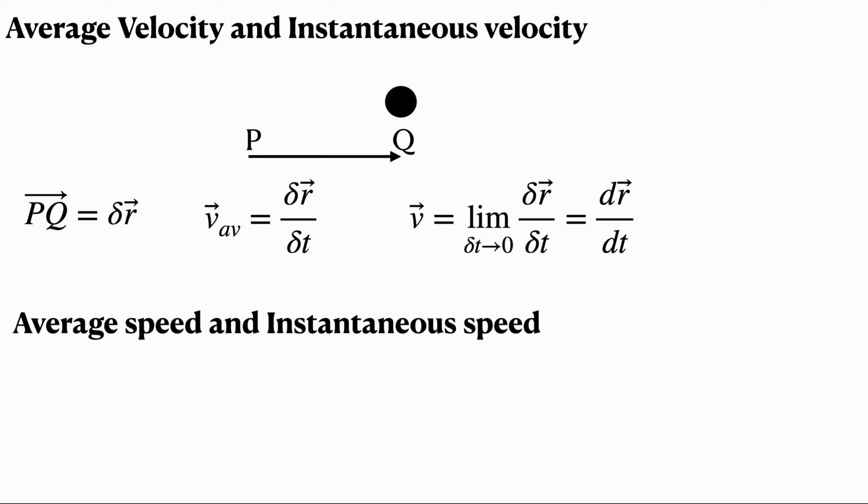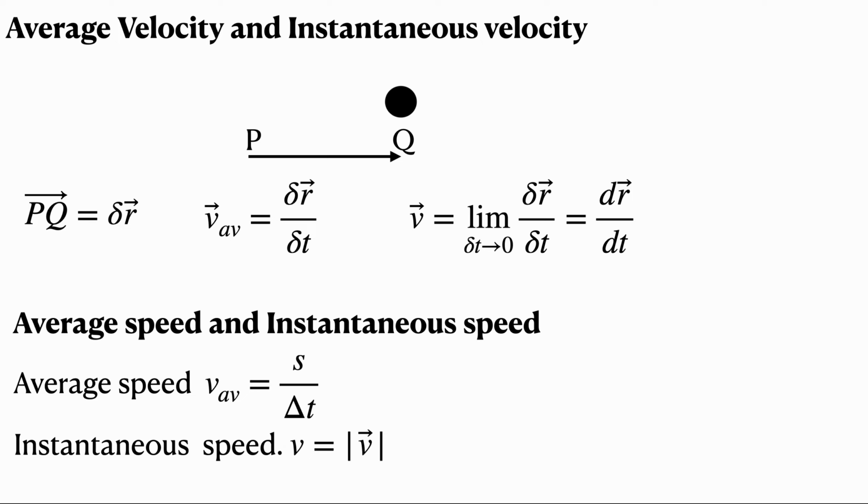Now let's discuss average speed and instantaneous speed. Average speed of the particle can be obtained by dividing the total distance traveled by the total time duration taken by the particle to travel the distance. So V_AB equals S upon delta t is the average speed. Now let's discuss instantaneous speed. Instantaneous speed is the modulus of the instantaneous velocity vector of the particle.